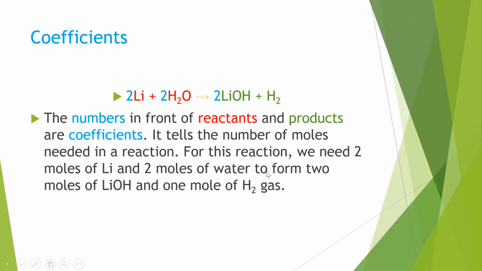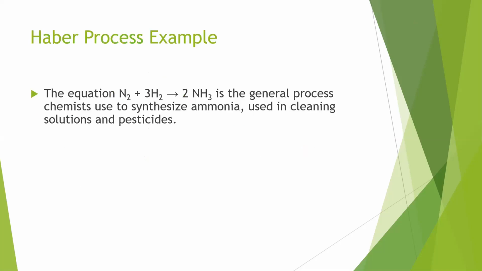So that's basically what I said. And now we're going to review this problem. We didn't get a chance to finish it last week, so I want to review it. And this is the last thing we'll do today. So the equation N2 plus 3H2 yields 2NH3 is a general process chemists use to synthesize ammonia, which is a useful product in household cleaning and pesticides.